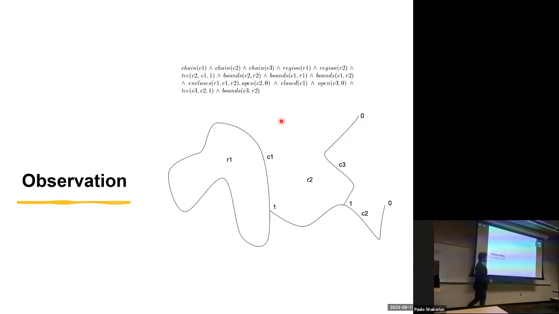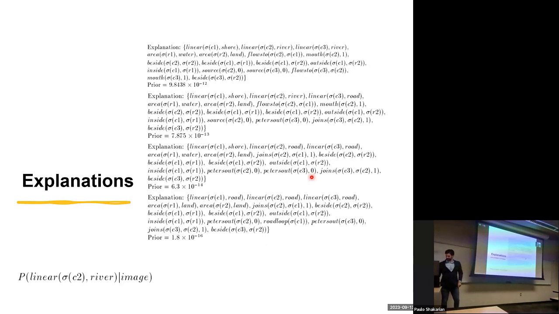So anyway, here's his example. I'll use the highlighter again. C1 here is a chain. C2 is another chain. You have regions, R1 and R2, and so on. All of that is directly inferred by your perceptual model.